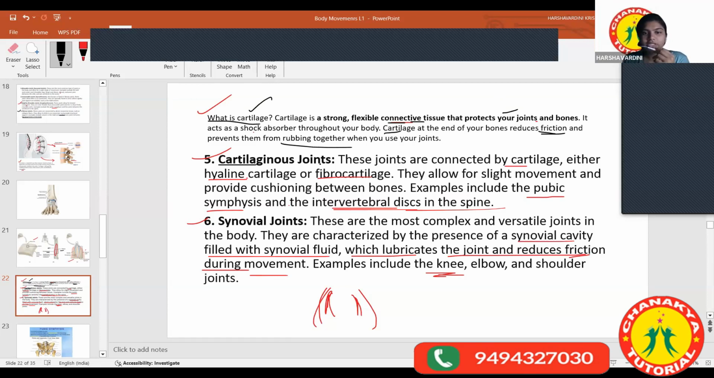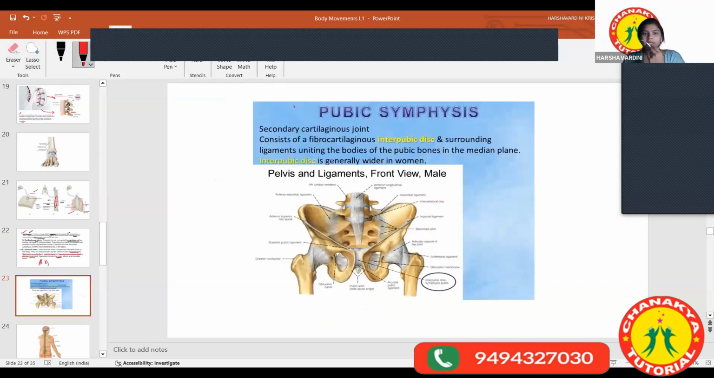Right. So cartilaginous joints are joints connected by cartilage, either hyaline cartilage or fibrocartilage. There are two kinds of cartilage. They allow slight movement and provide cushioning between the bones. They just act as a cushion. Examples include the pubic symphysis and the intervertebral discs in the spine. That is why I got this picture of the pubic symphysis. Yes, this is the pubic symphysis.